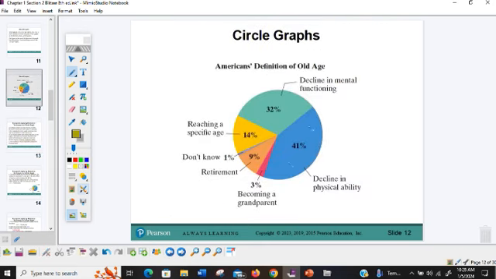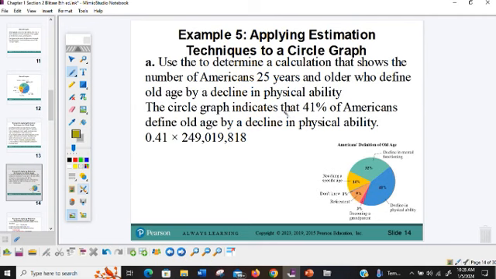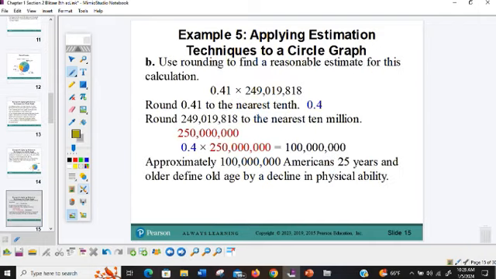So if we go back to our graph, decline in physical ability was 41%. Part A shows how to figure it out exactly. You would do 0.41 for your 41% times the total number of Americans 25 years or older, and that would give you an exact answer. But what if we just wanted to estimate? Part B says, if we're estimating, what would we change this to? If we wanted to round to the nearest percent, we would call that 40% or 0.4.